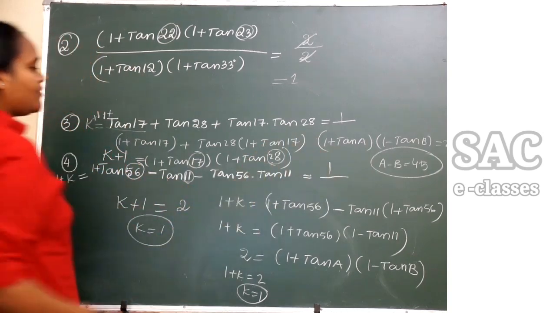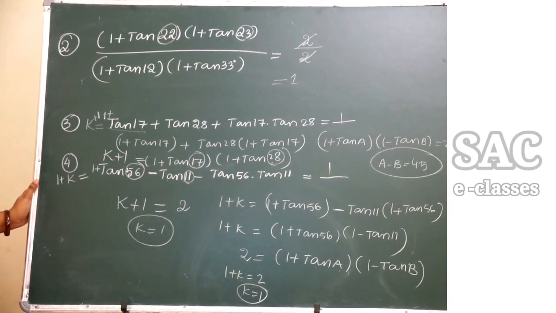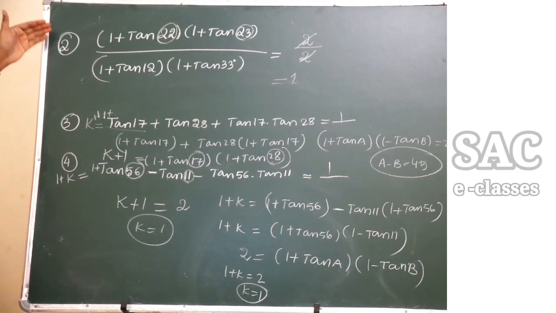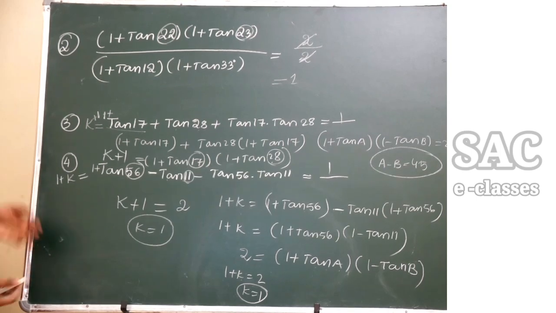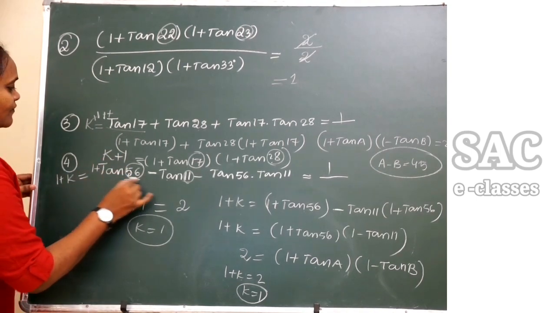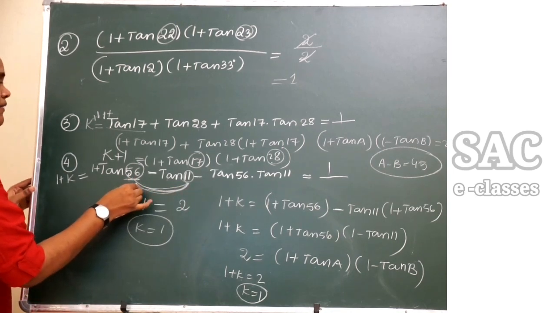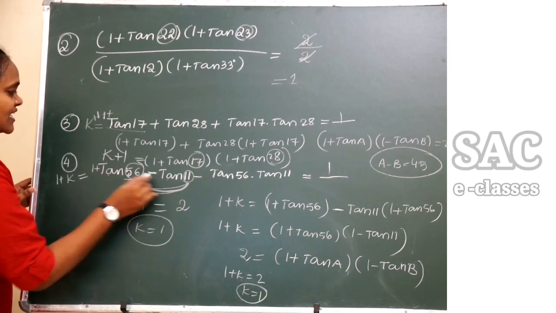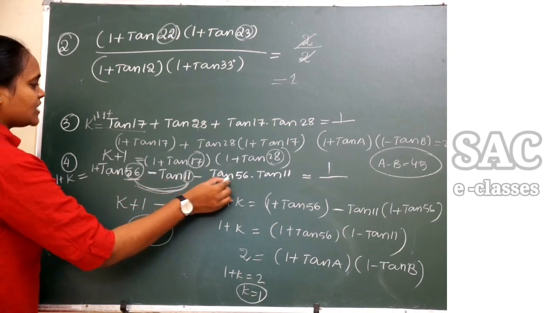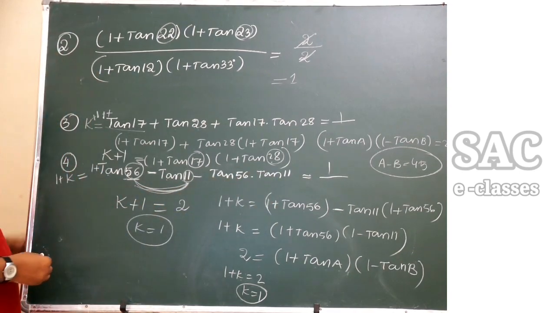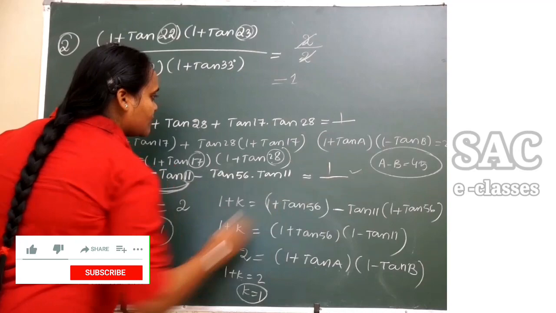So in that way we can write that its value is 1. So these are the three problems which we can solve. Here it is in the form of the two values whose difference is maybe 45. First angle minus second angle minus first into second. In that way we can write it as 1.